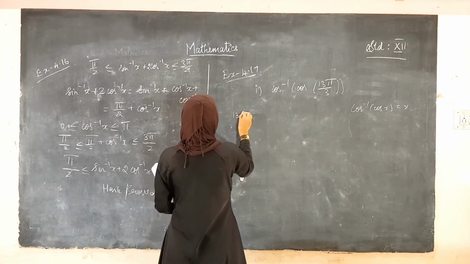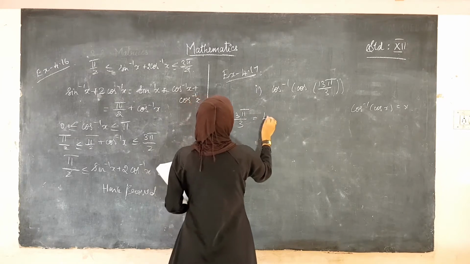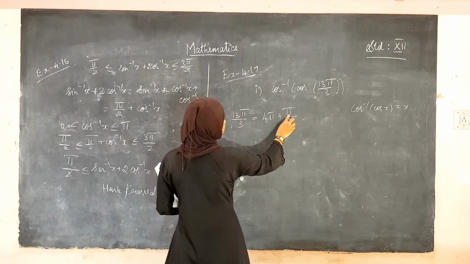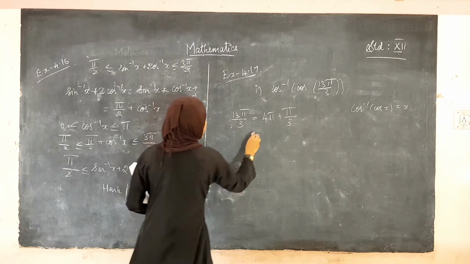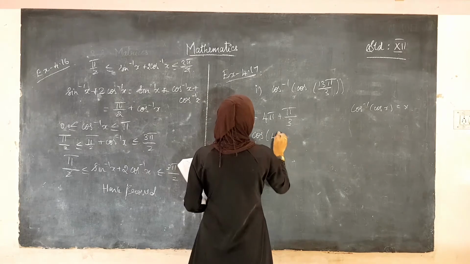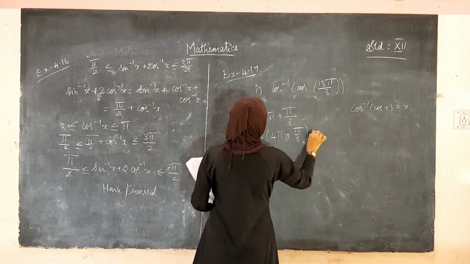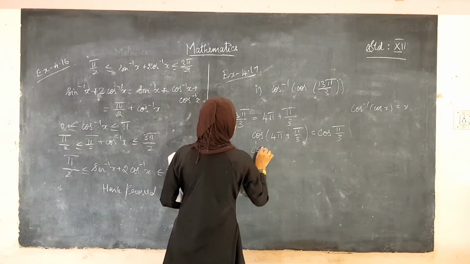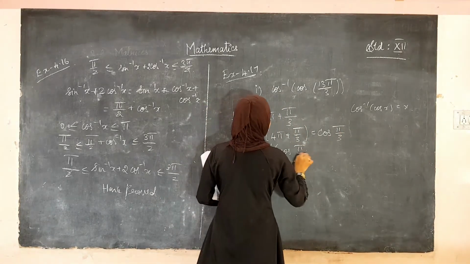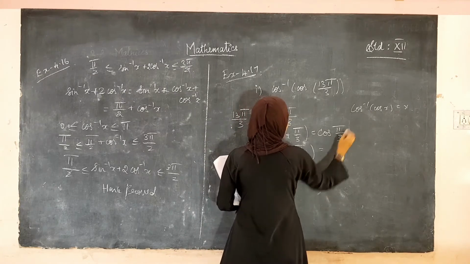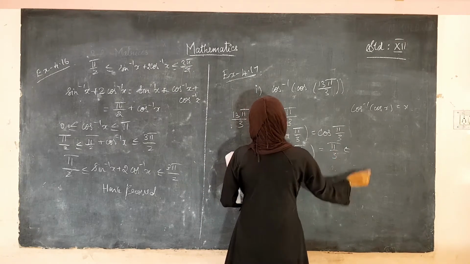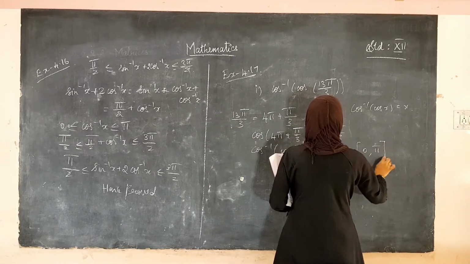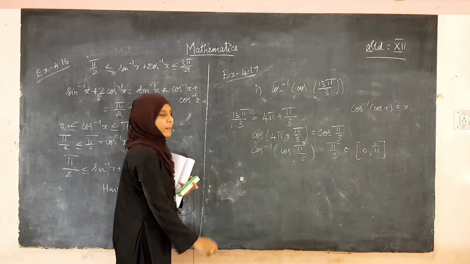So, we change 13 pi divided by 3 as 4 pi plus pi divided by 3. See there, 12 pi plus pi is 13 pi divided by 3. So, cos of 4 pi plus pi divided by 3 is equal to cos of pi divided by 3. Then cos inverse of cos of pi by 3 will be equal to pi by 3, by this property. We know that this pi by 3 belongs to the principal range 0 comma pi. Its value is pi by 3.